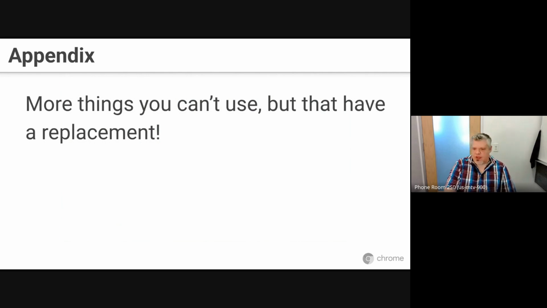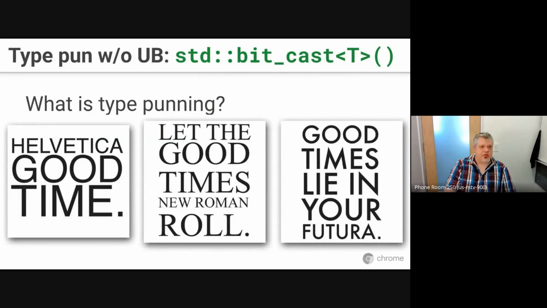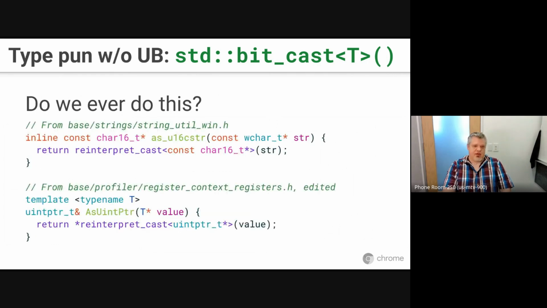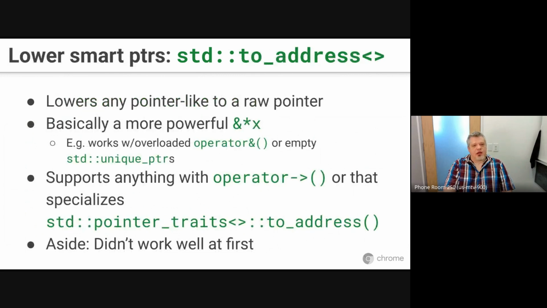Let's see, the appendix. We only have 2 minutes, so I can't actually talk in any detail about these. But we had bitcast, which is in this talk because these are all things you can't directly use. So we have base bitcast instead of std bitcast. And I had a hilarious slide here on type punning and what it is. You can just roll over laughing now. Oh, the Quake 3 famous fast inverse square root stuff. Wow, there's a lot of stuff here on bitcast.